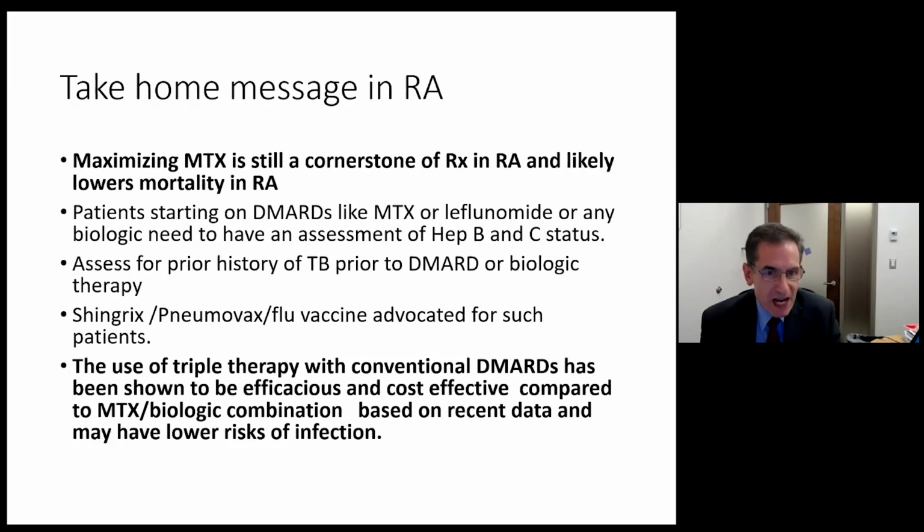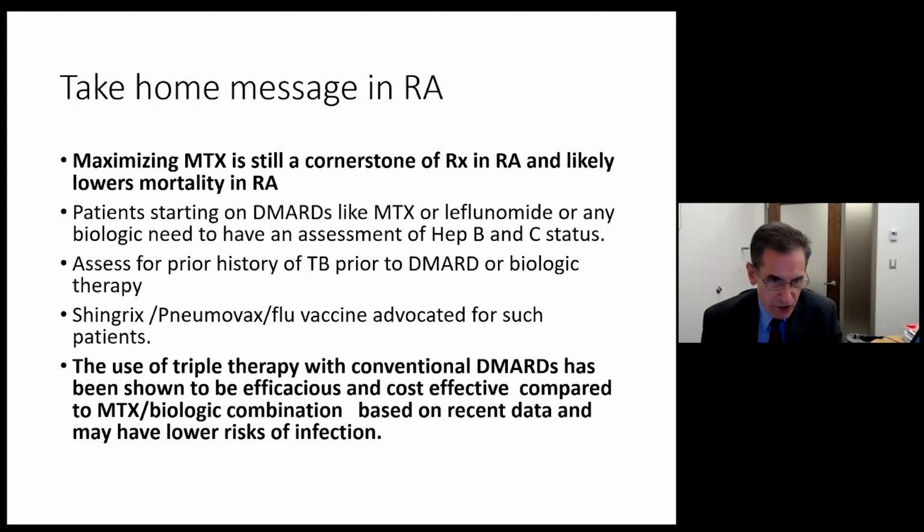Patients who are starting on a DMARD like methotrexate or other agent like leflunomide or any biologic need to have an assessment of hepatitis B and C status, and the assessment of a previous history of tuberculosis is important. All of these patients should be considered for Shingrix vaccination, Pneumovax and Prevnar vaccination, and flu vaccine as well.